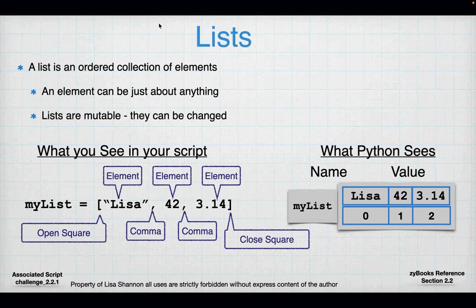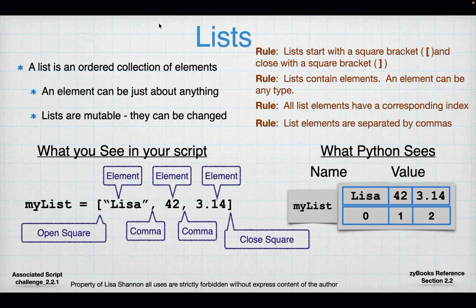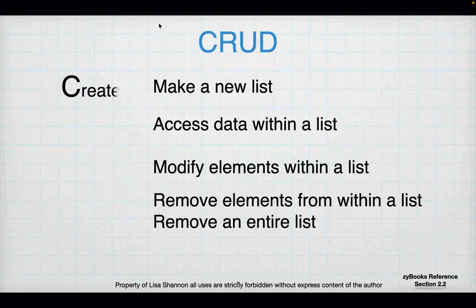When you see something in your code and it has an open square bracket and a closing square bracket, you know that that is a list. It may be a different list than you see here, but it is still a list. And it still holds to the same principles we're talking about. Lists start with opening and closing square brackets. They contain elements, and the elements can be of any type. Everything in a list always has a corresponding index, and that indexing starts at 0. List elements are separated by commas.